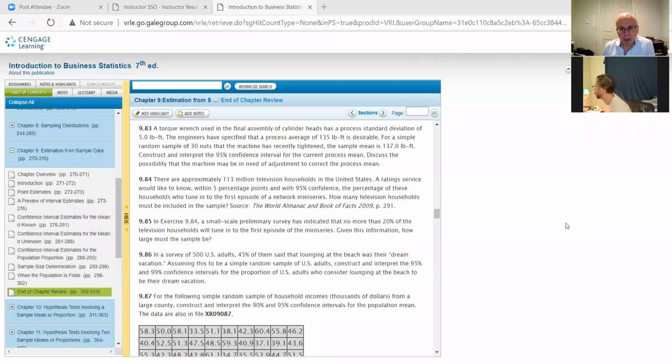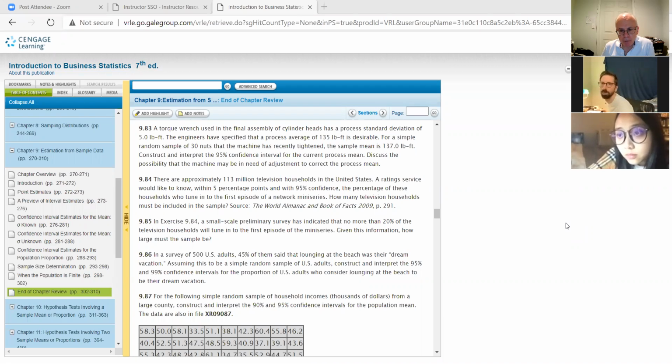Oh, it seems like Han's coming back in. There you are. Can you see me okay now, Han? Han, can you see me? Yes. See the screen okay? Yes. All right, good.